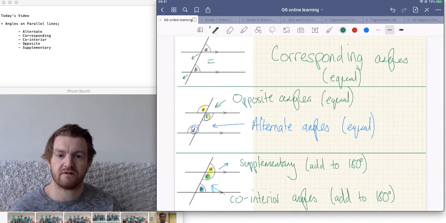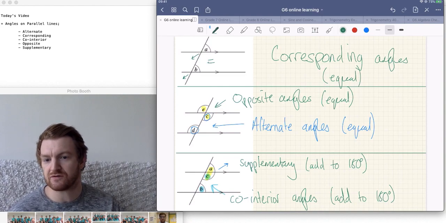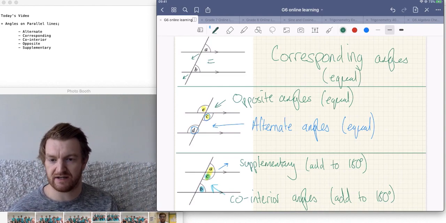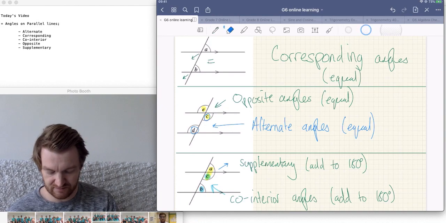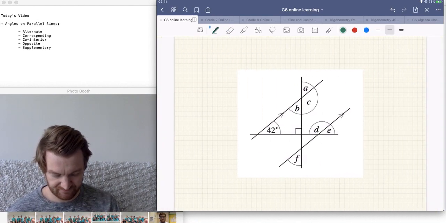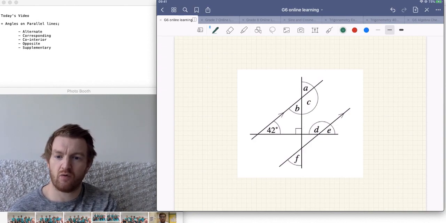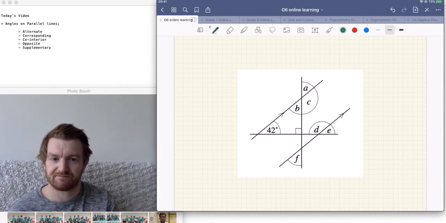So those are the key facts you need to know for parallel lines. There's 5 things to learn. If you learn those 5, you can solve any question in the world on parallel line angles. Let's do one question together and see how we can look at those pairs and apply them to a question. So let's imagine we wanted to find all of the angles A, B, C, D, and E. And we're going to combine all the different facts to do it.